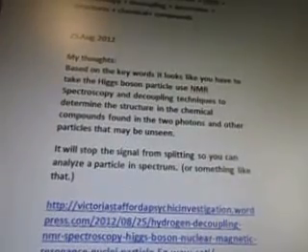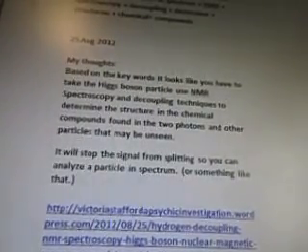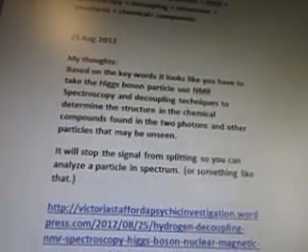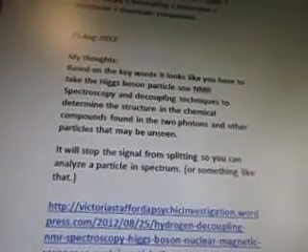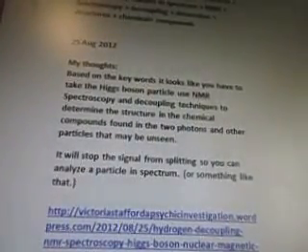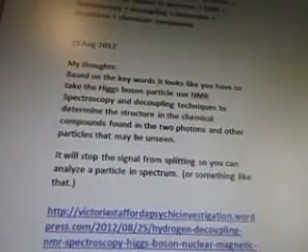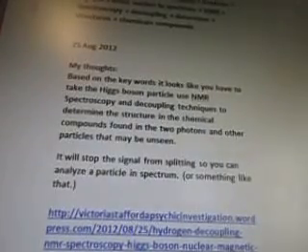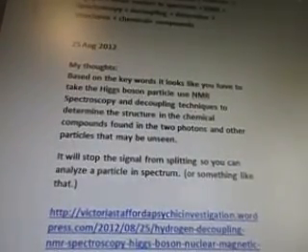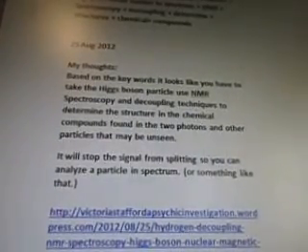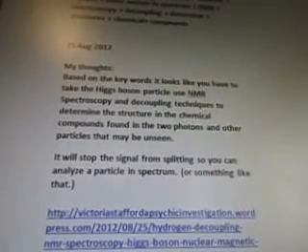August 25th, my thoughts. Based on the keywords, it looks like you have to take the Higgs boson particle, use the NMR spectroscopy and decoupling techniques to determine the structure and the chemical compounds found in the 2 photons and other particles that may be unseen. It will stop the signal from splitting so you can analyze a particle in spectrum or something like that. And there's the link, Victoria Stafford at psychicinvestigation.wordpress.com, and that's where the video is posted, okay?